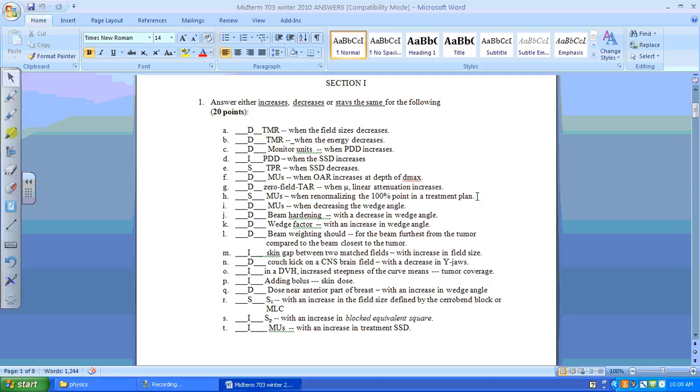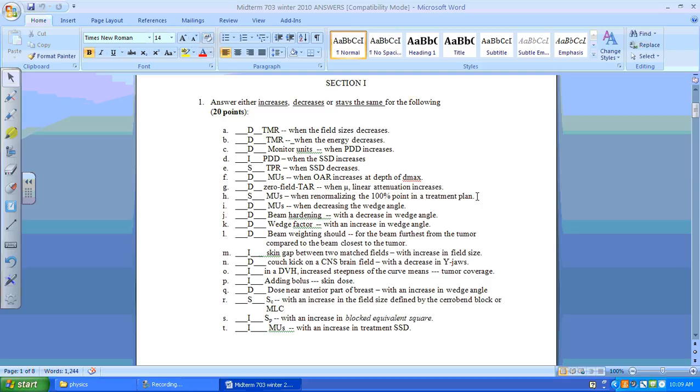Zero field TAR, that's only affected by primary photons. So as mu increases, and TAR is the dose in tissue divided by the dose in air, if mu in the tissue increases, what does that do? That reduces the amount of transmitted photons, and that should also reduce TAR.